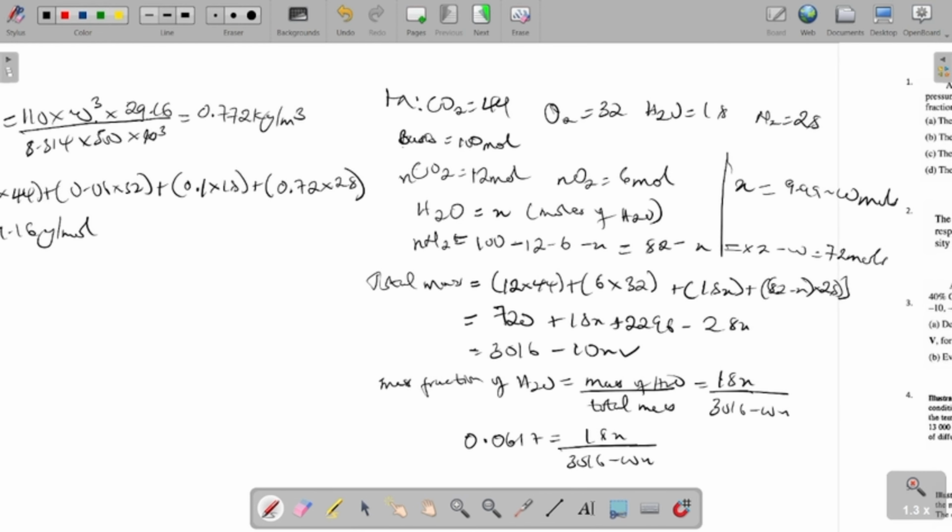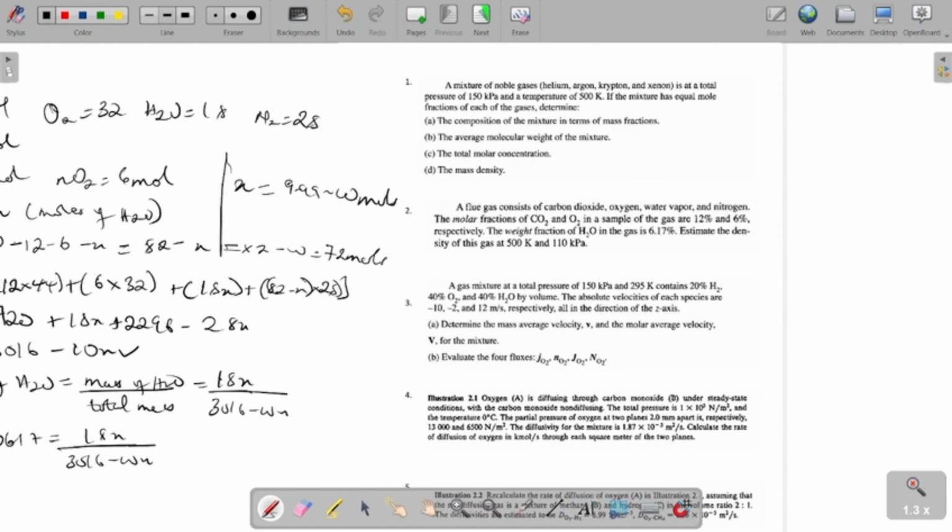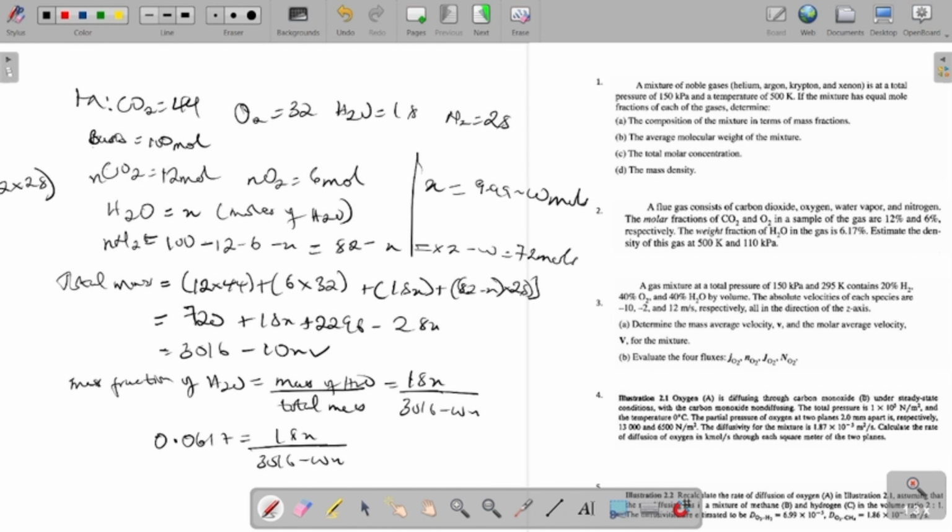So the tricky part was to calculate the number of moles for the water since they gave us mass fraction. So we had to calculate for that one. Then we calculate for the nitrogen too, so that you can use that to find the average molecular weight, so that can help us to find the density. So that was the tricky part about the second question.